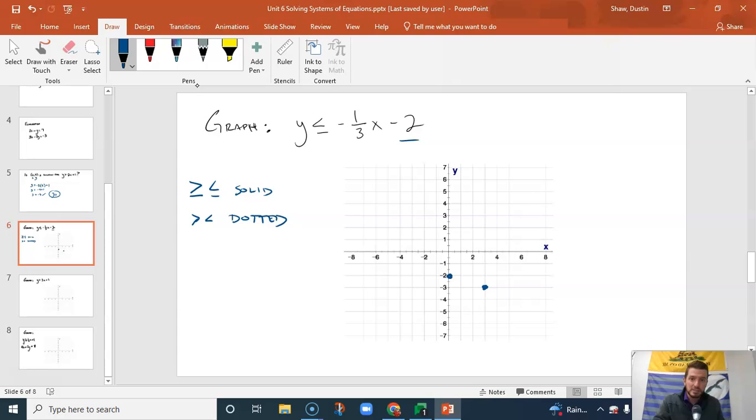You see that this is less than or equal to, so it's going to be a solid line. Something like that. And then the last thing is our shading.